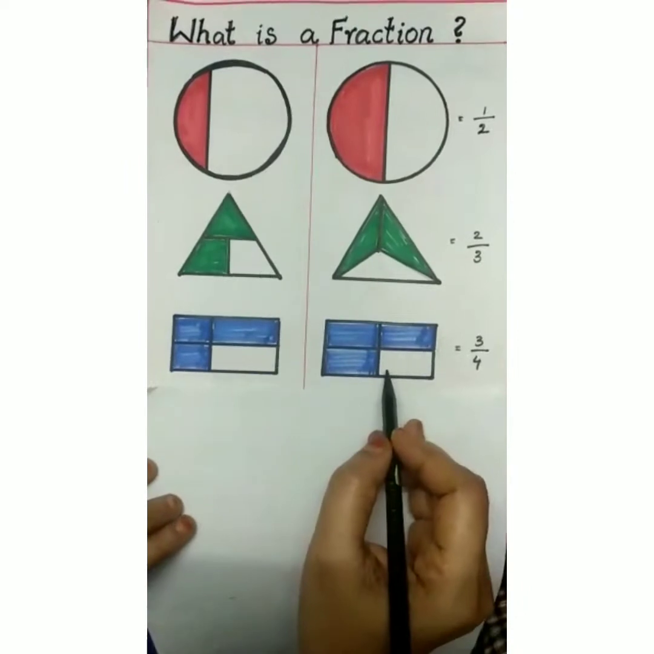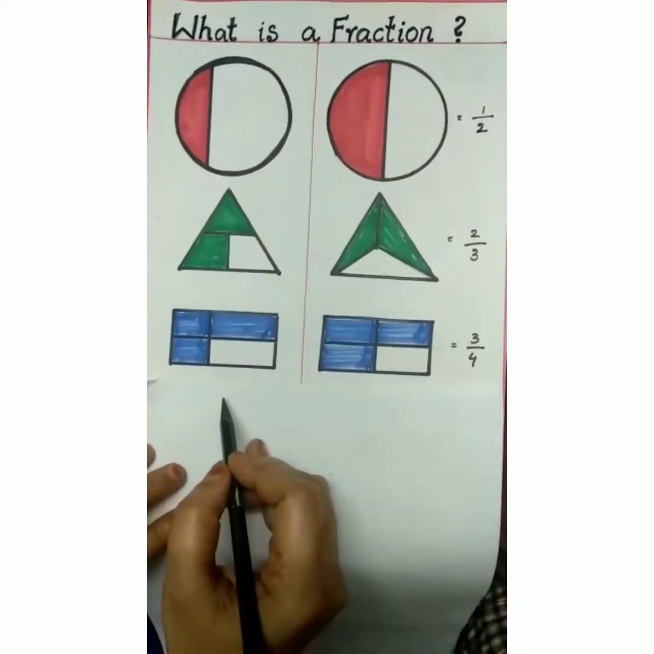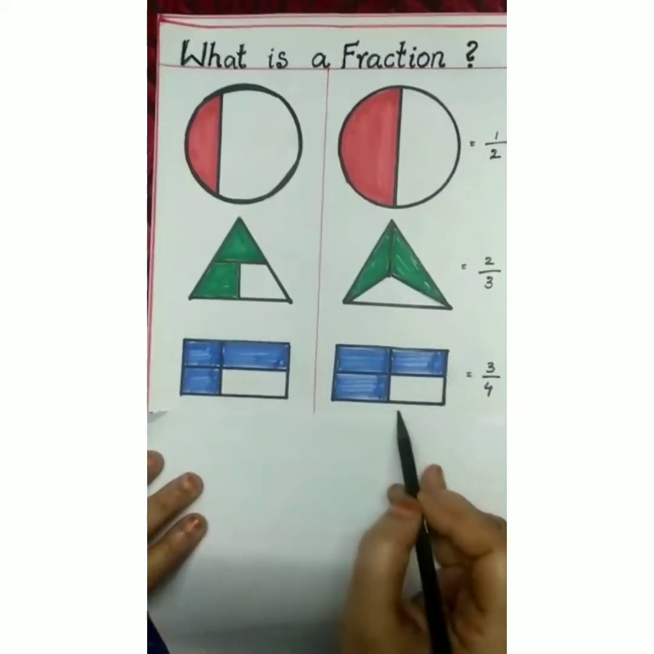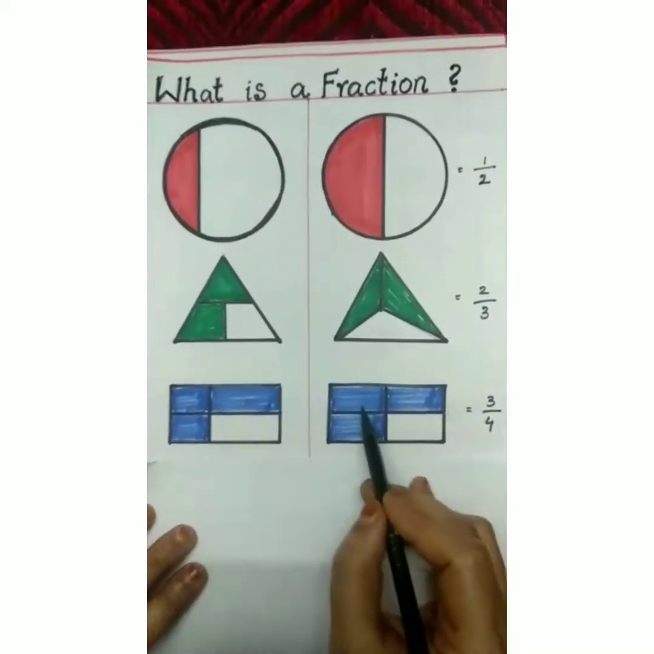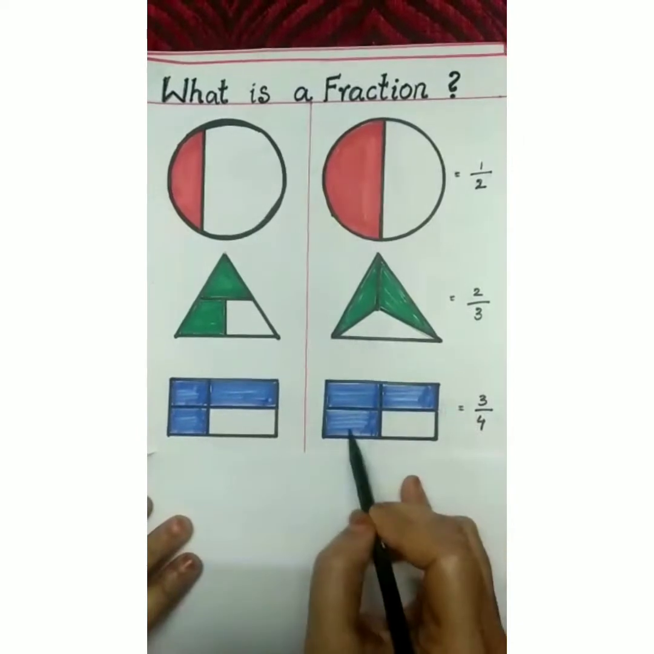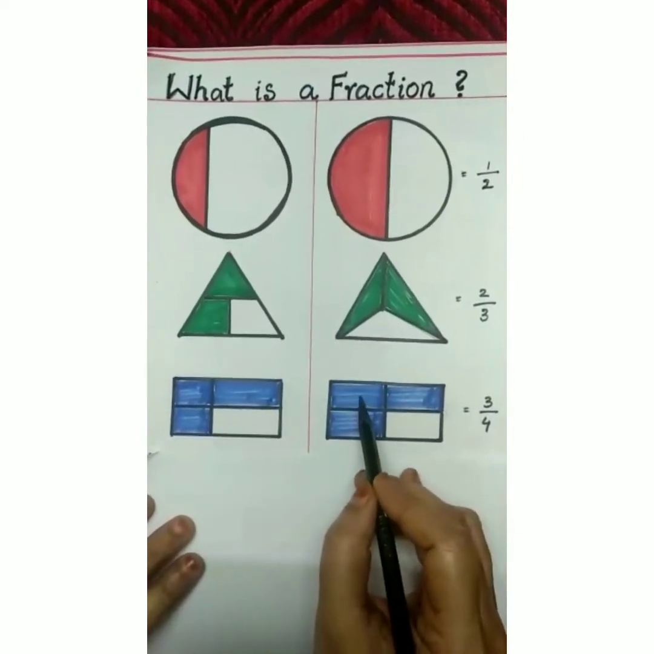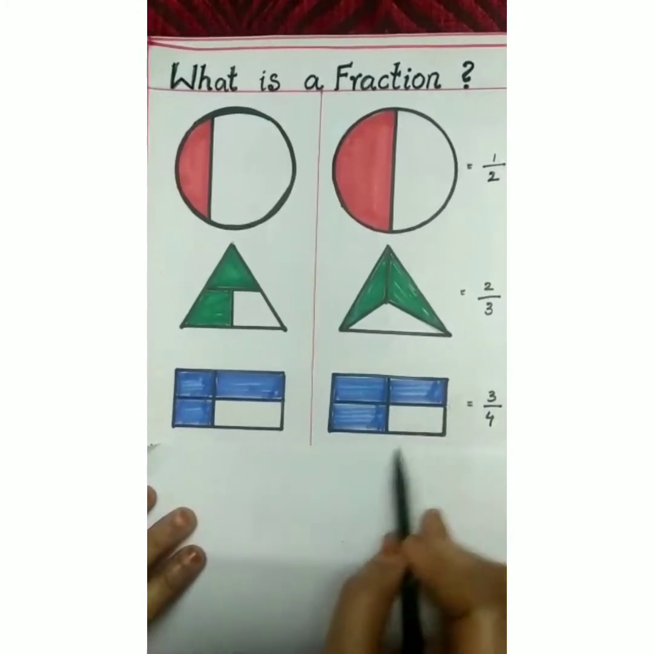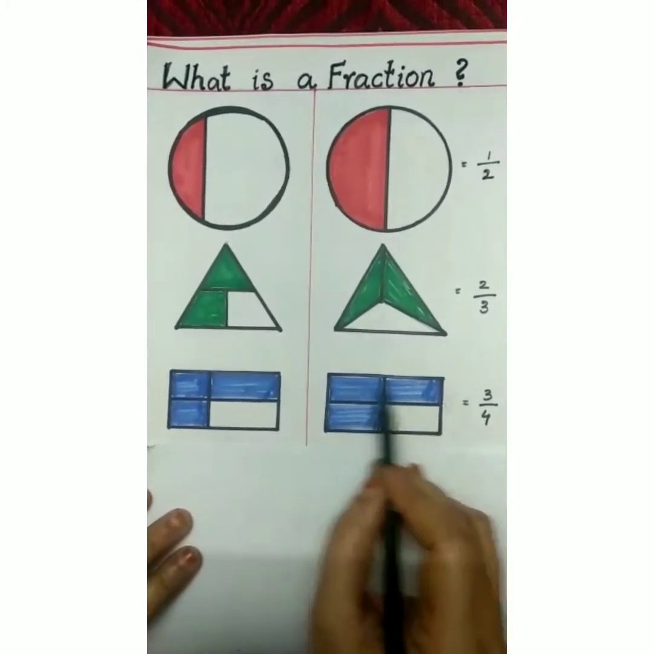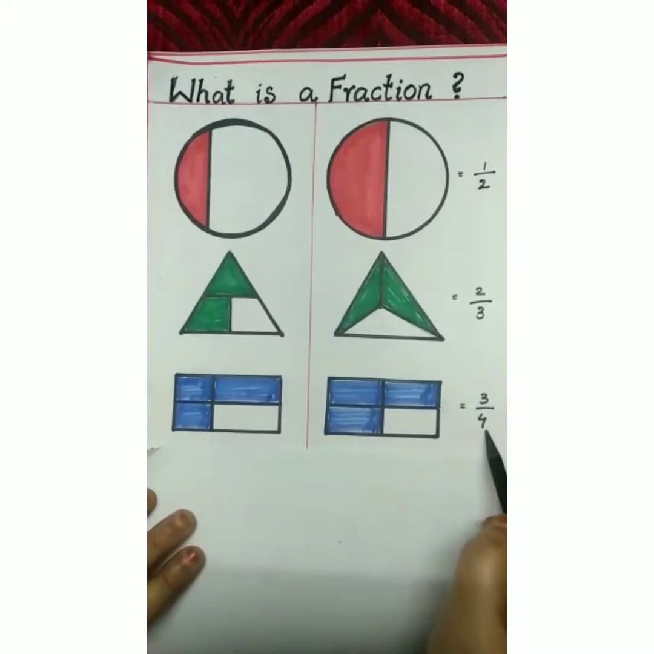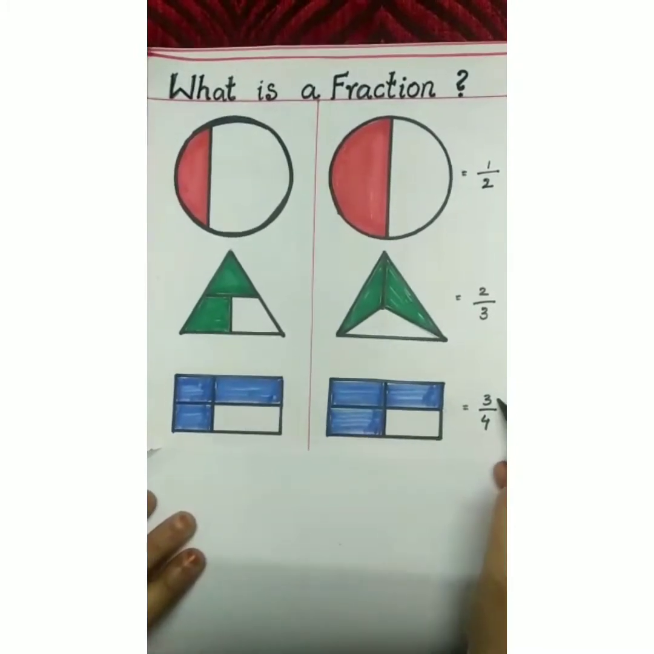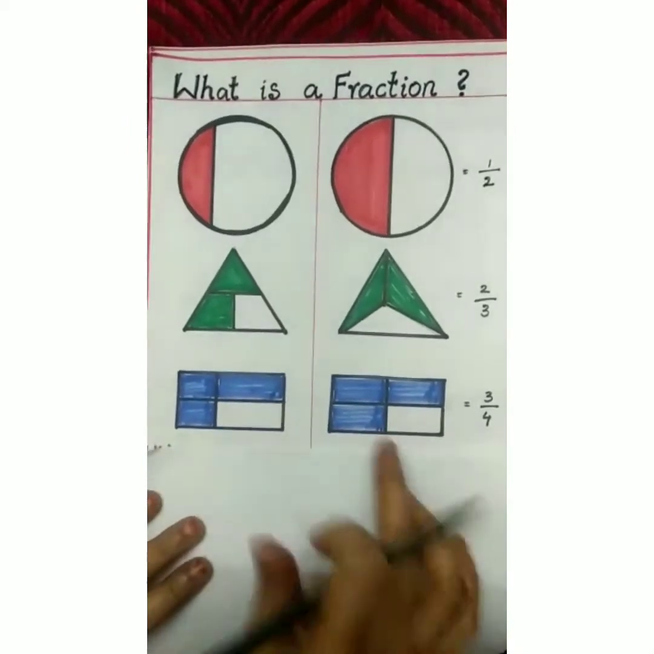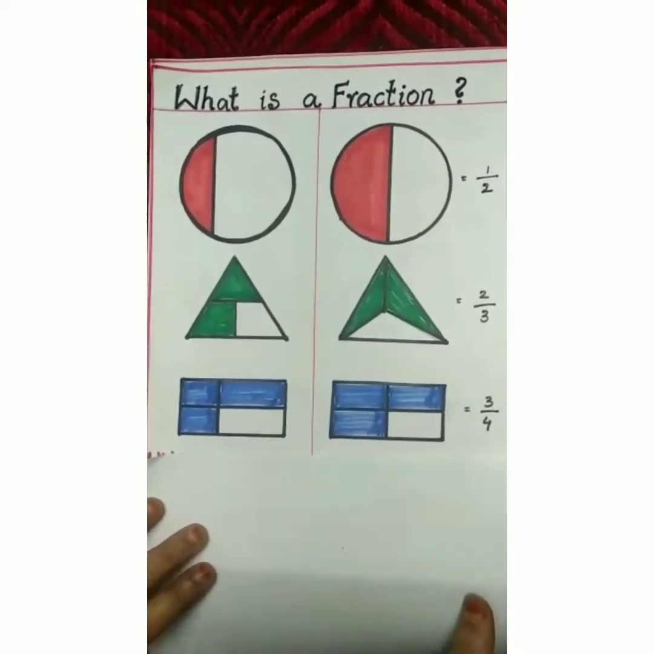Now come to the last one. Here you have two rectangles. Tell me, in which rectangle do you find equal parts? Is it in the first one? No. In the second one? Yes. So we can find four equal parts, where each part represents 1 by 4, 1 by 4, 1 by 4 and 1 by 4. Now I selected three parts, where this blue shaded portion represents 3 by 4. 3 indicates the selected parts and 4 indicates the number of equal parts into which this figure has been divided.